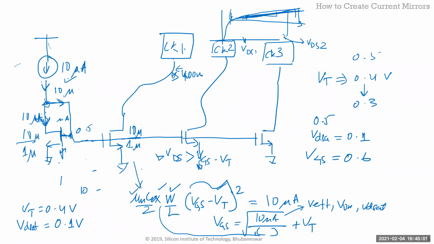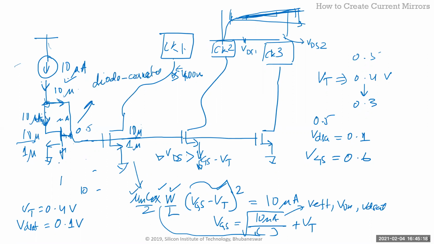Okay, makes sense. So that's it. That's how you make your current mirror. So you take your current source and source it into what's called a diode connected transistor. So this is called a diode connected transistor.